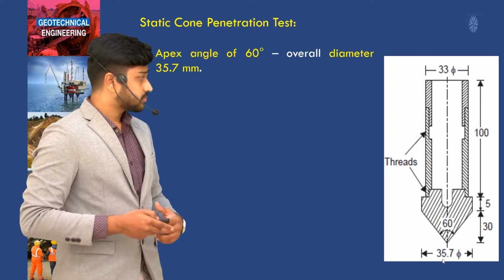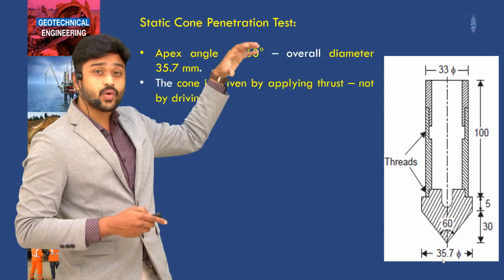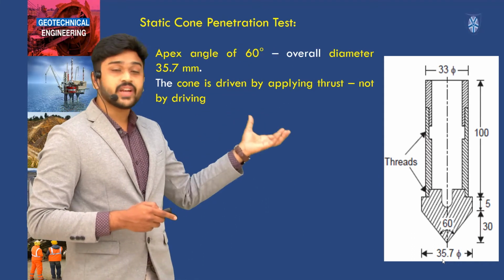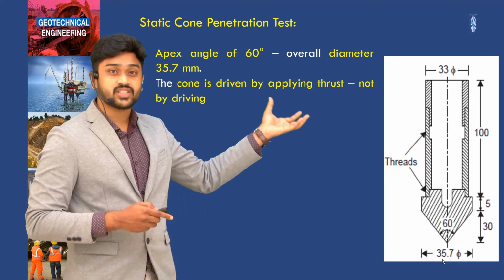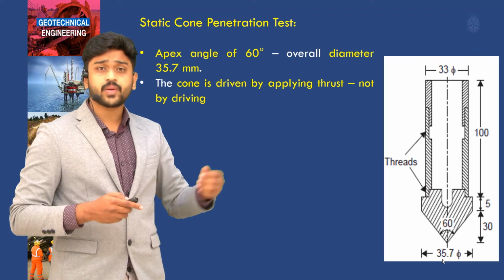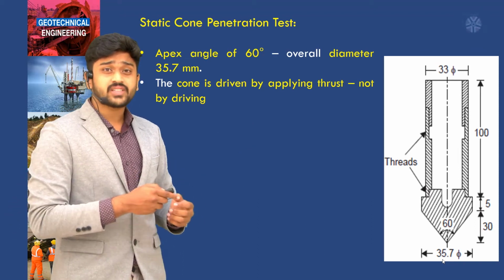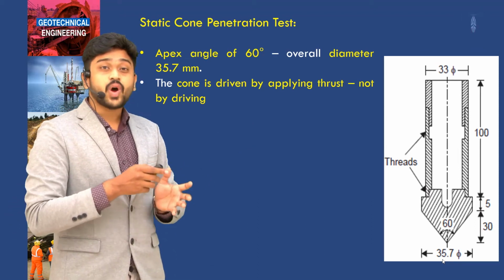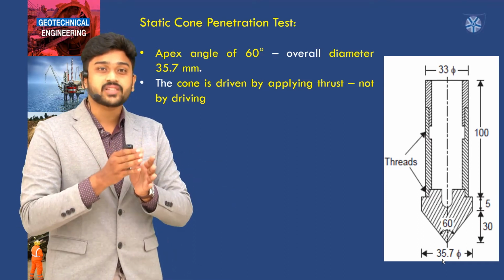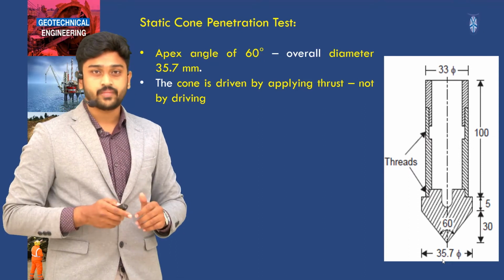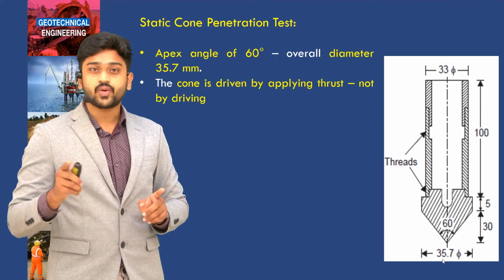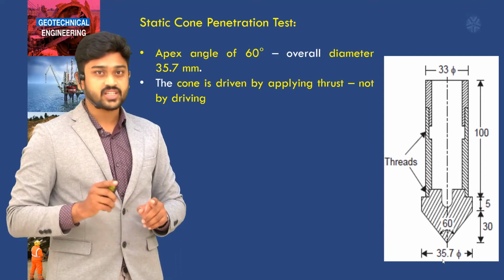Clear? Now furthermore, the cone has to be penetrated along the soil, so it is penetrated by applying some sort of thrust. As in the previous case of standard penetration test, it is given by hammer blows, but in this cone penetration test, since it is static, it is not given by a driving force, it is given by thrust only, so that it just passes along the soil in a smooth manner. That is the only difference between the standard penetration test and static cone penetration test. Just keep this in mind.